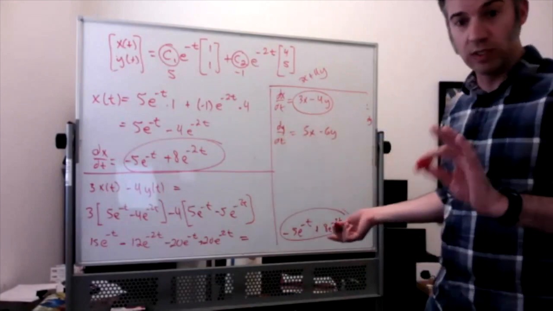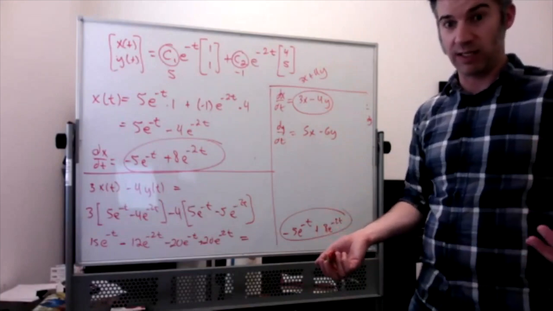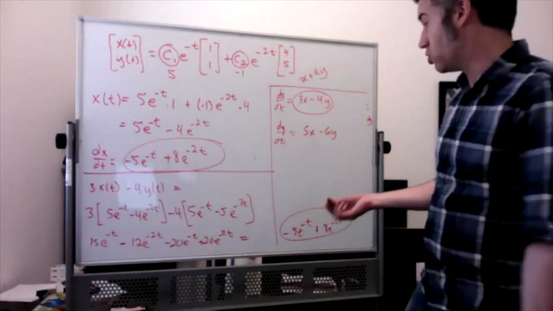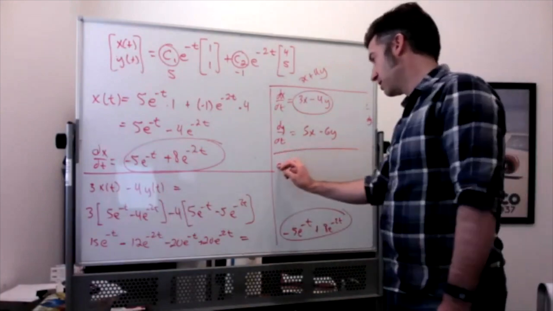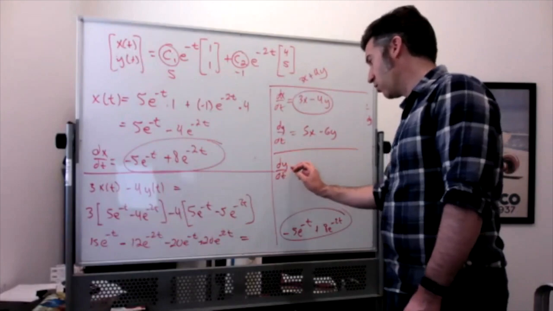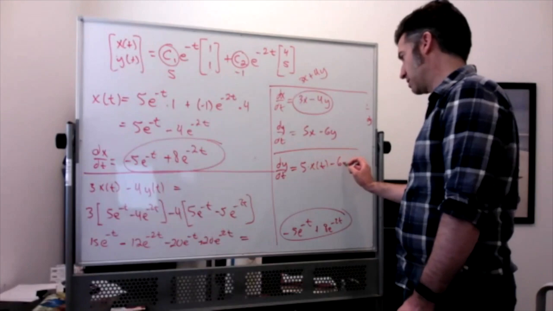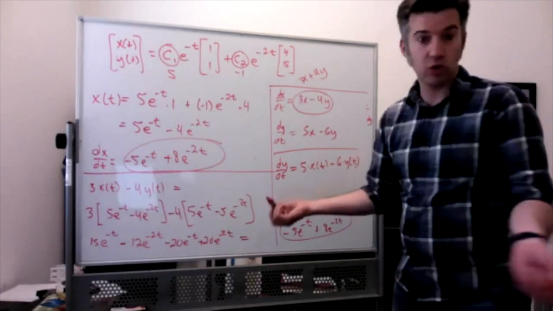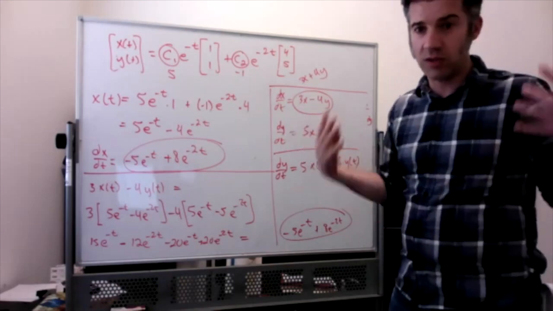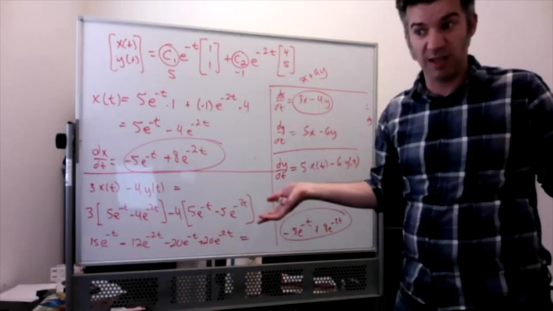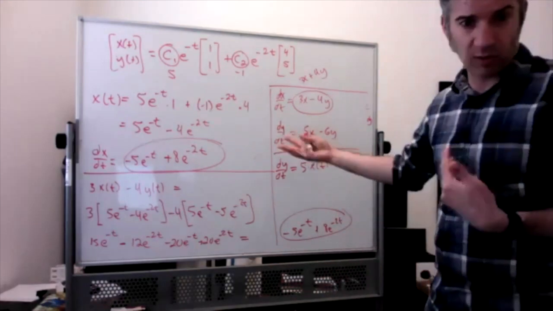Part 2c, though, should have still worked out, because the equation for dy/dt was correct. So you should have been able to show on the quiz for part 2c that dy/dt was in fact equal to 5 times x of t minus 6 times y of t. That part should have worked out. Anyway, I'll post solutions to this. Don't stress too much if you got it wrong, right? It's not a big deal. But that's how this is supposed to work.